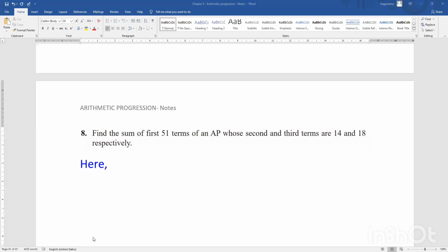A2 equals 14, and then we have A3 to be 18, and then we need to find out the sum of first 51 terms. So that means we need to find out S51. So S51, I am going to write as question mark.